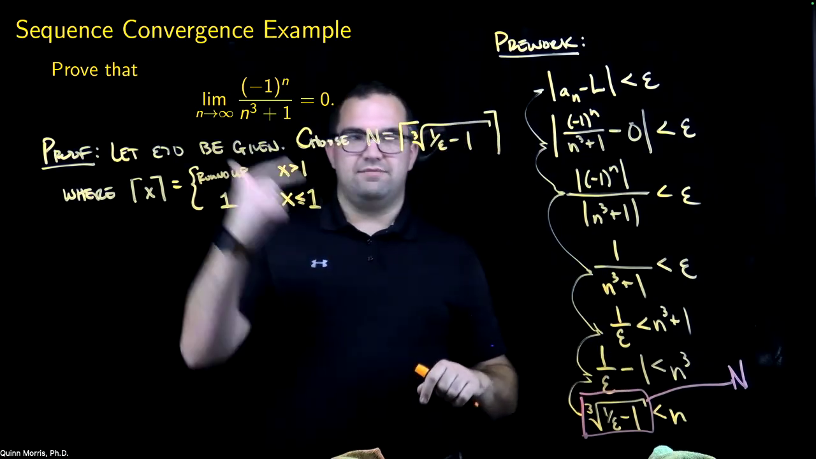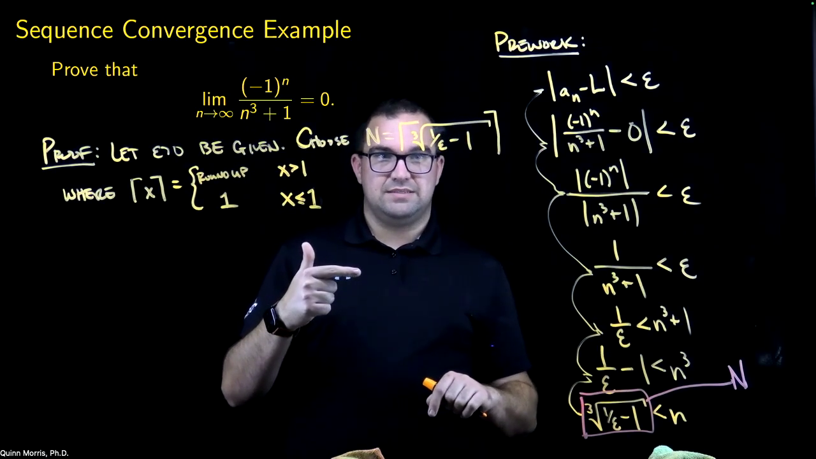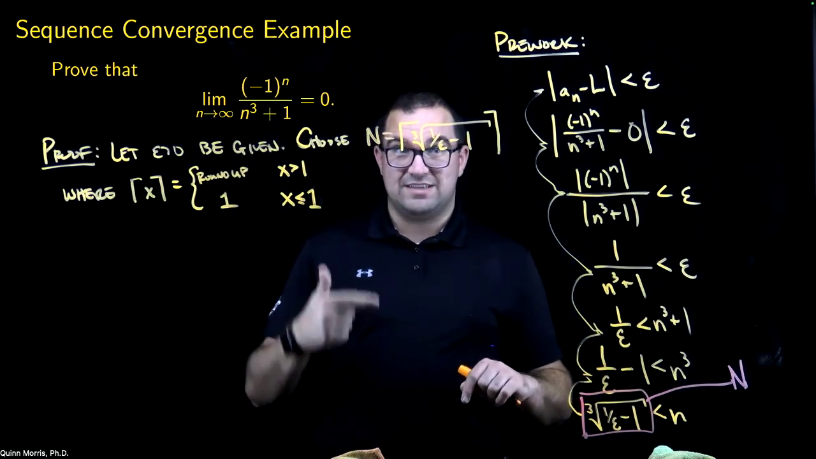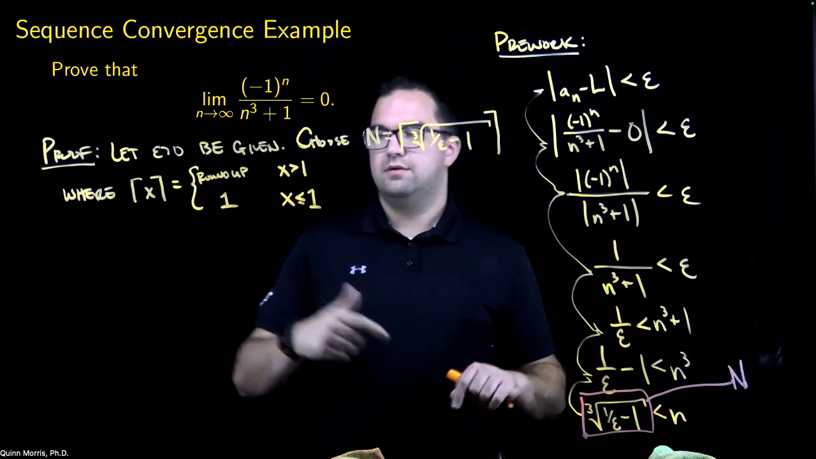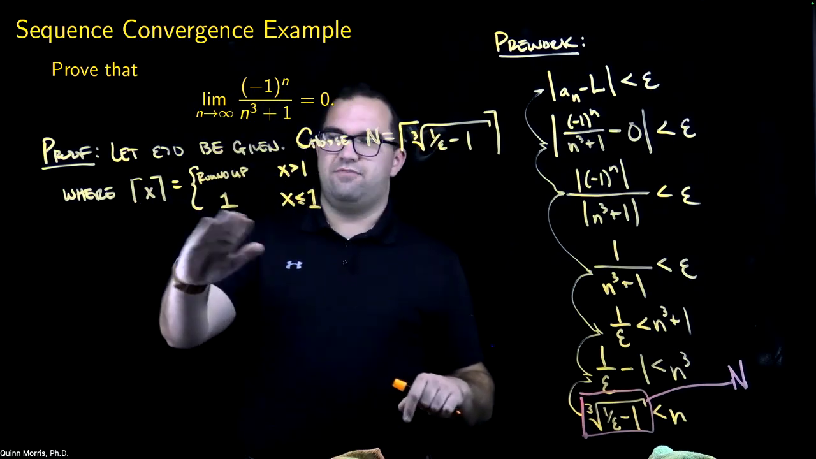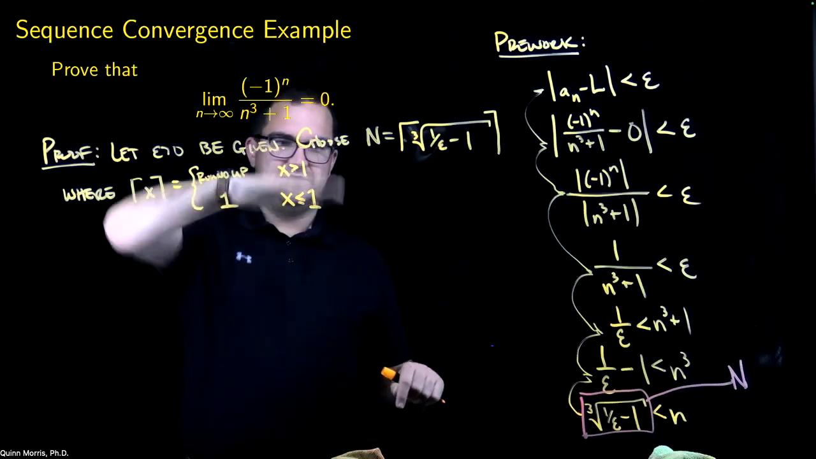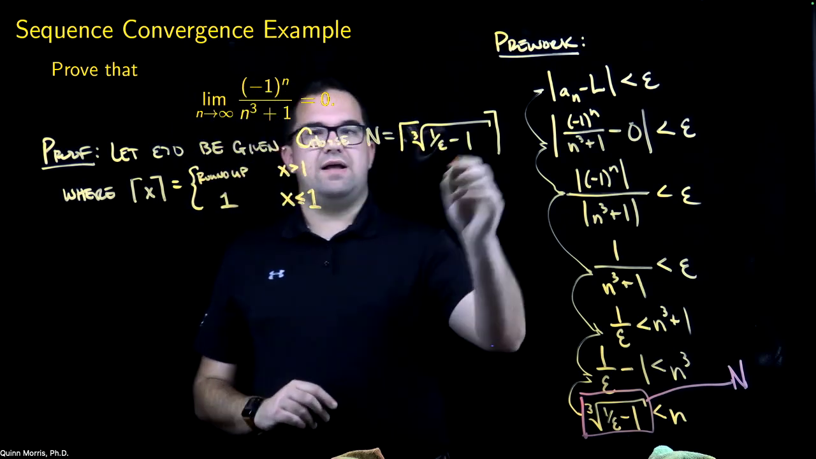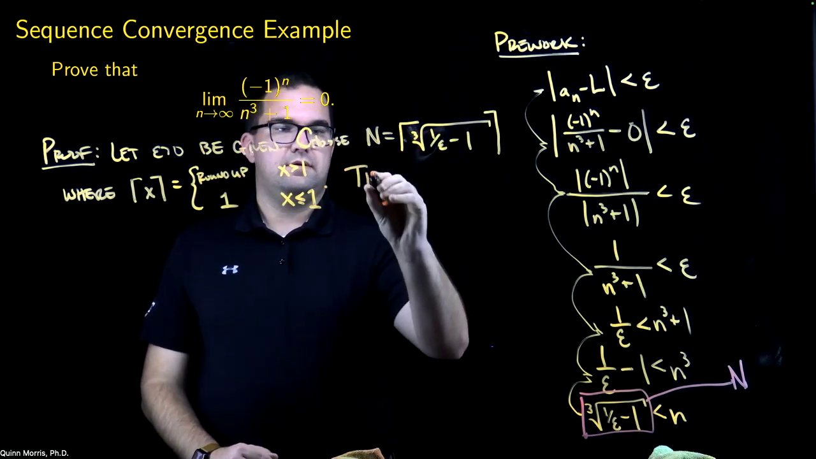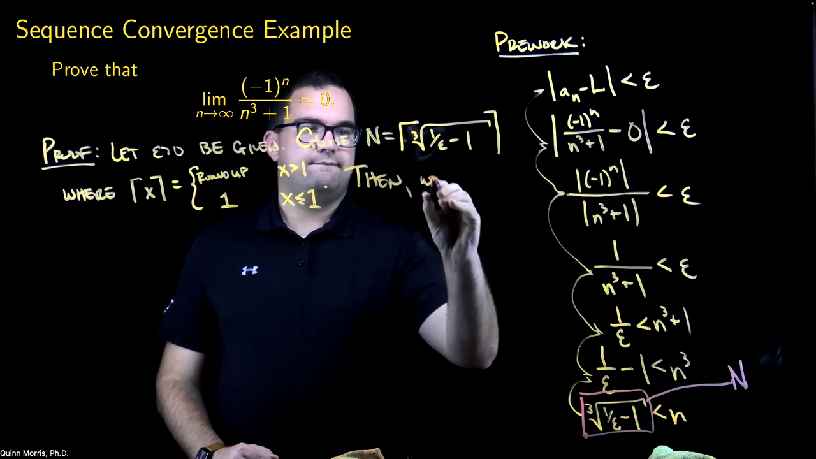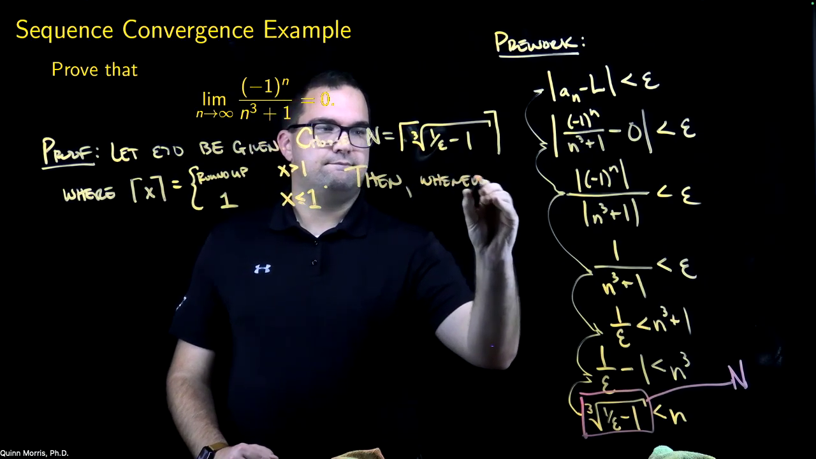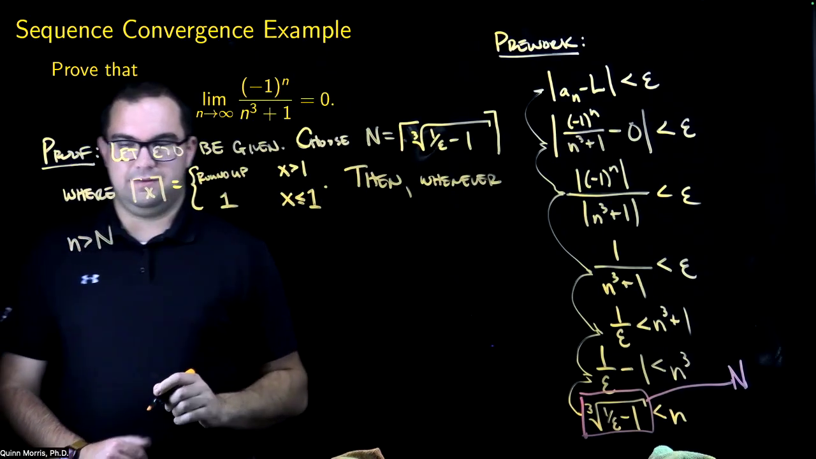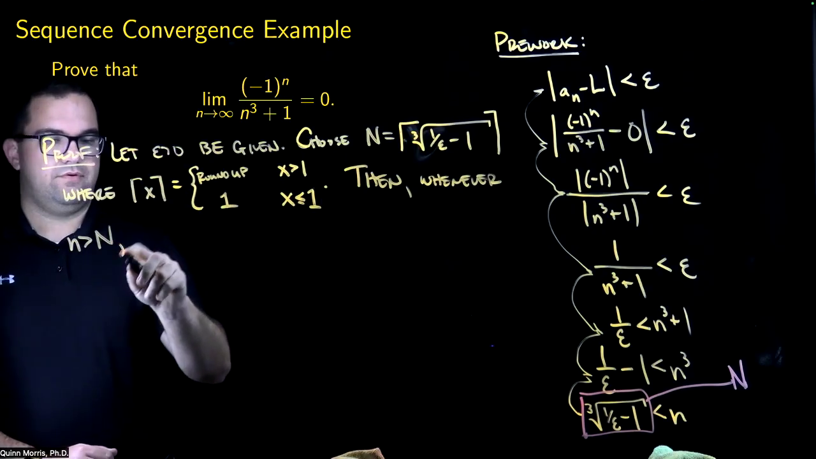So if x is 1.5, it's going to round up to 2. If x is 1.777, it's going to round up to 2. If x is 2, it's going to spit back 2. So this is like the ceiling function, but it takes everything that's less than or equal to 1 and rounds it up to 1. All right, so now if I do this, then whenever little n is greater than capital N, what do we have?